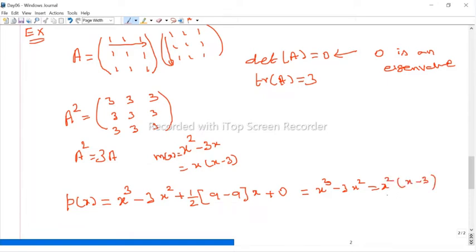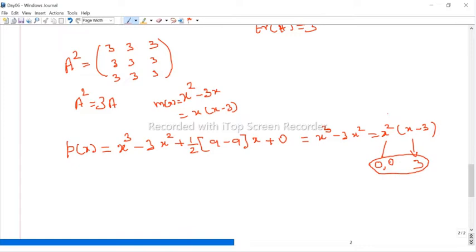Now what are the roots of this? Since x square is a factor, 0 is repeated 2 times and 3 is a root. Therefore, the roots of the polynomial are 0, 0, 3. Therefore, these are the only eigenvalues. Otherwise, from the rank-nullity theorem, the dimension of the null space is 2. Therefore, 0 is an eigenvalue with multiplicity 2. Since rank is 1, we have only one non-zero eigenvalue. So now we found that the eigenvalues are 0, 0, 3.